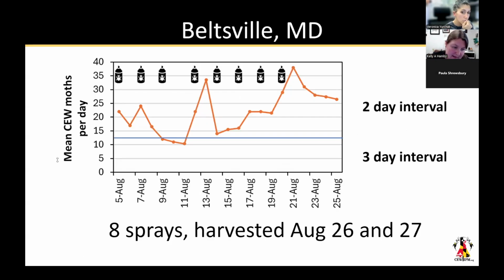And then just so you can get a sense of what we were capturing in the traps, the y-axis here is the number of corn earworm moths we were capturing per day. We were checking those traps every day and then deciding what our spray interval was going to be. So almost the entire time that I went from silking to harvest maturity, we were almost always in this 2-day interval above 13 moths per trap, except for this one period that gave me a little bit of a break where I had one 3-day interval here. So I ended up spraying this corn 8 times, and I harvested on August 26th and 27th.